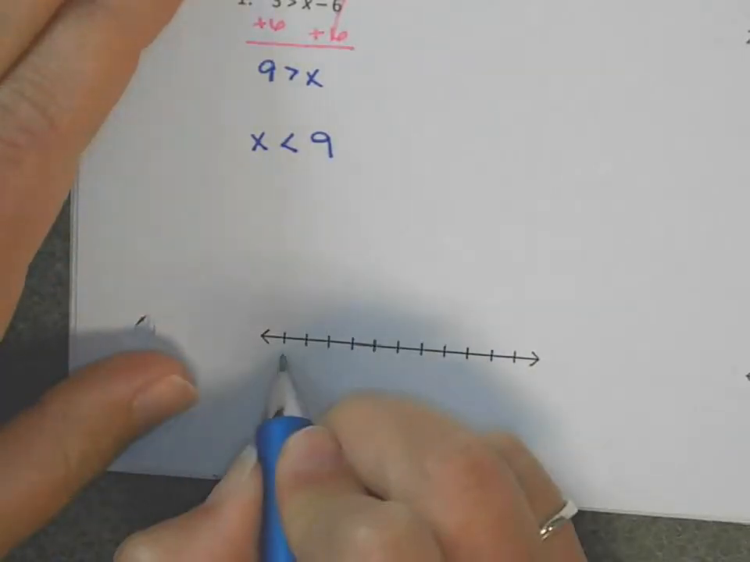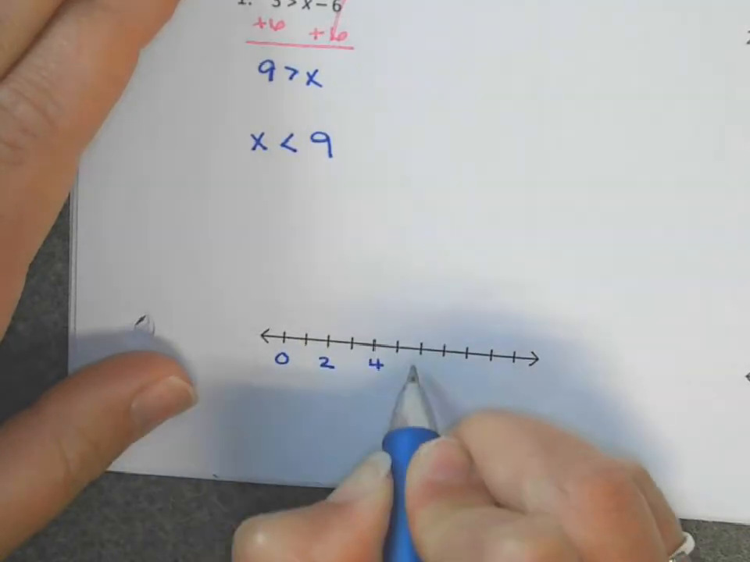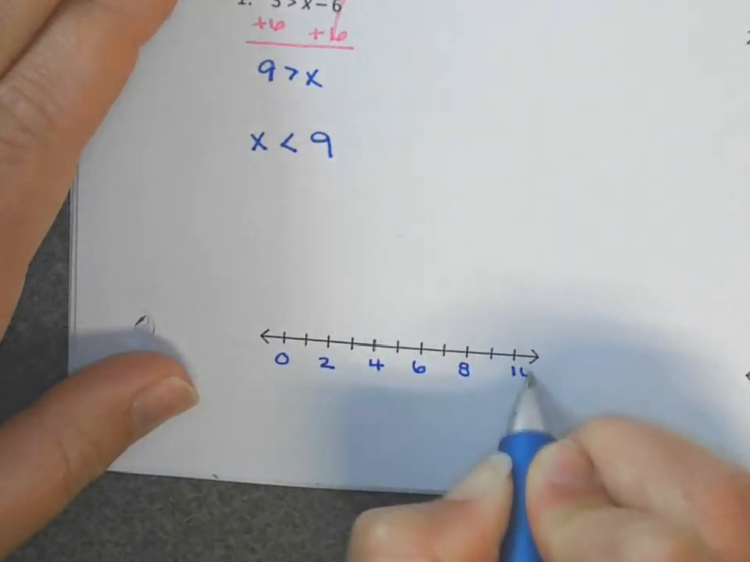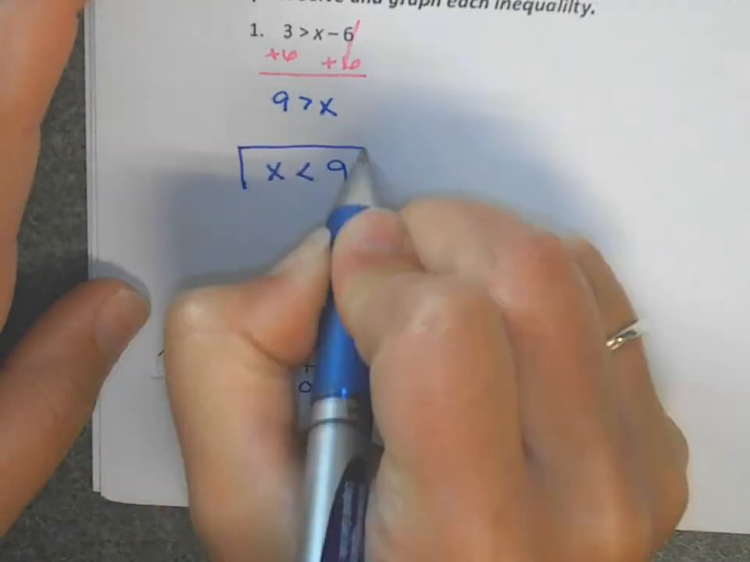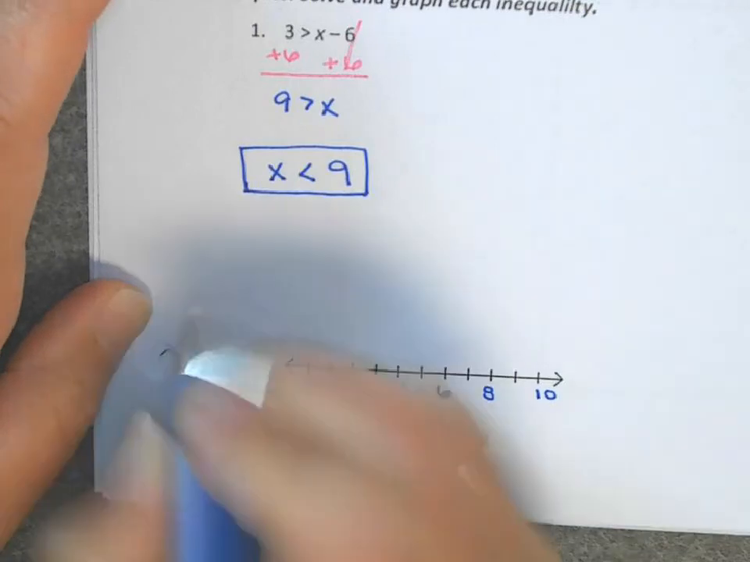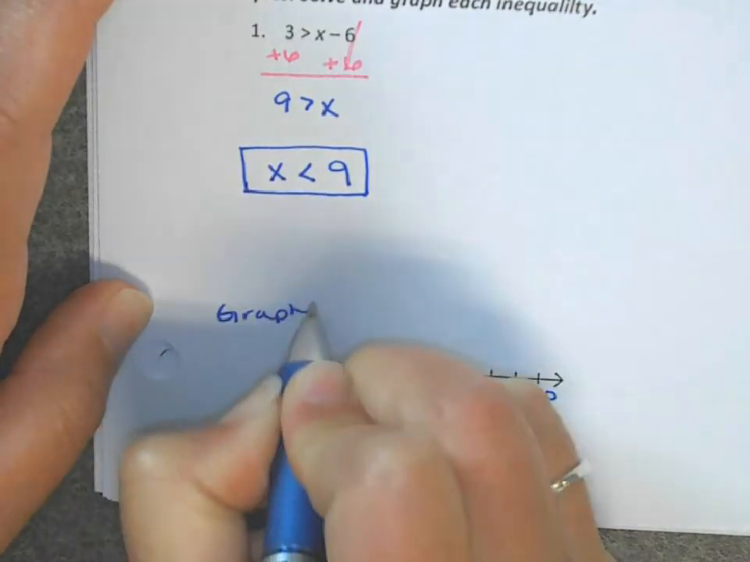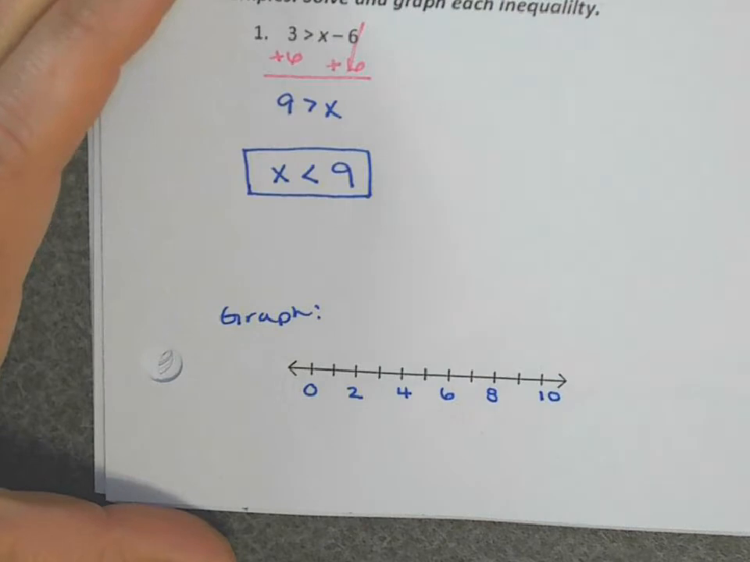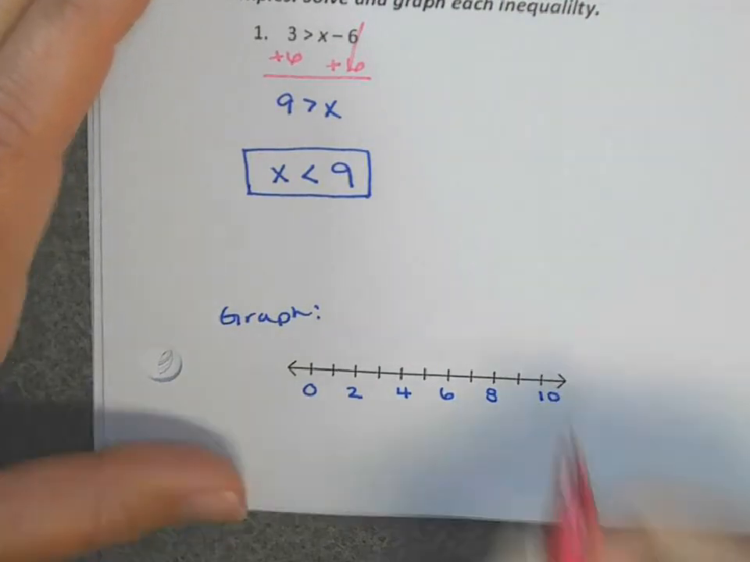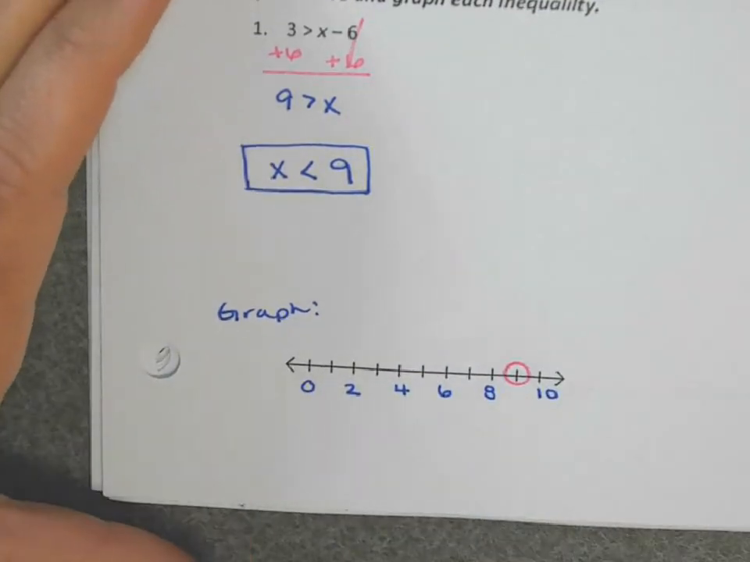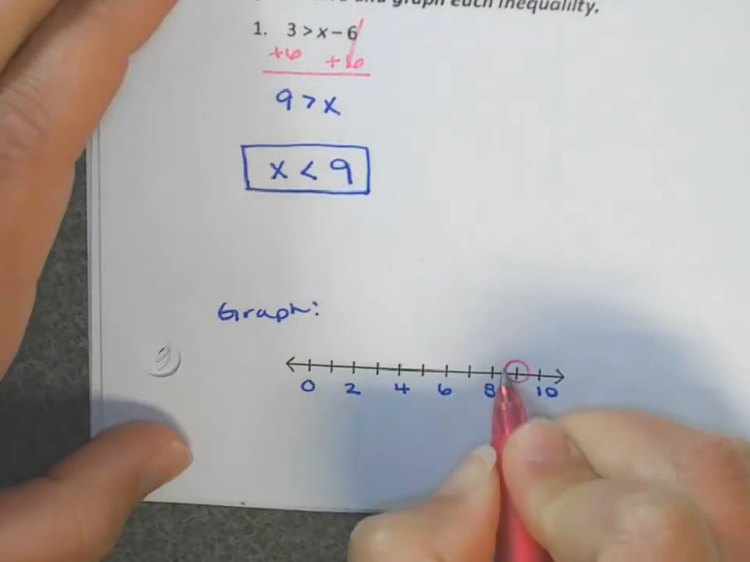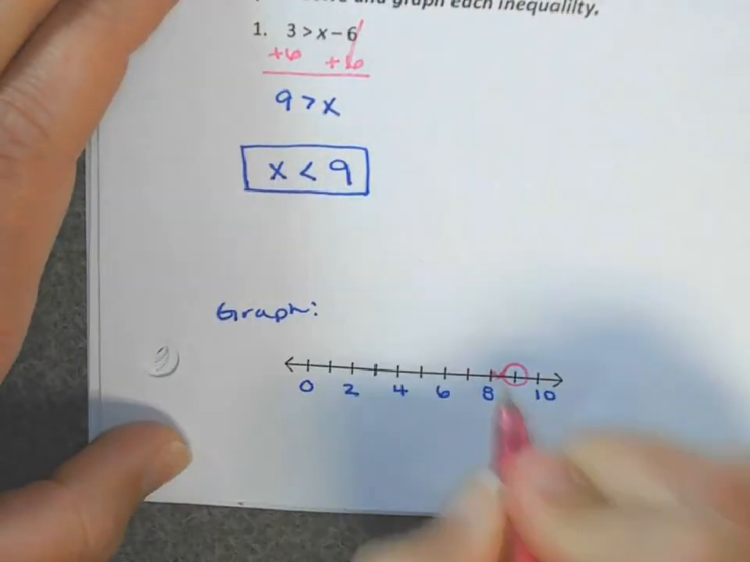Okay, so then we have to go about graphing this one. So this is your solution. And this down here is the graph to our solution. Are we going to use an open circle or a closed circle? Open. We put that at 9. Am I going to shade to the left or to the right? To the left. See how it's pointing to the left?